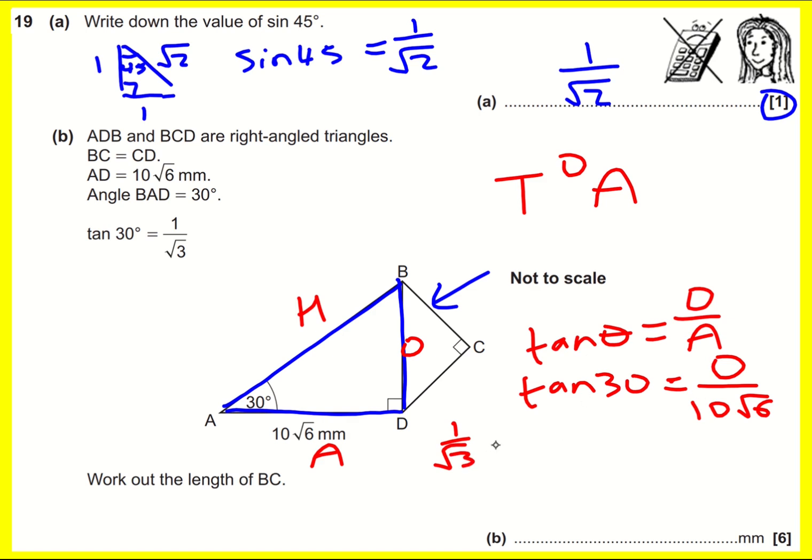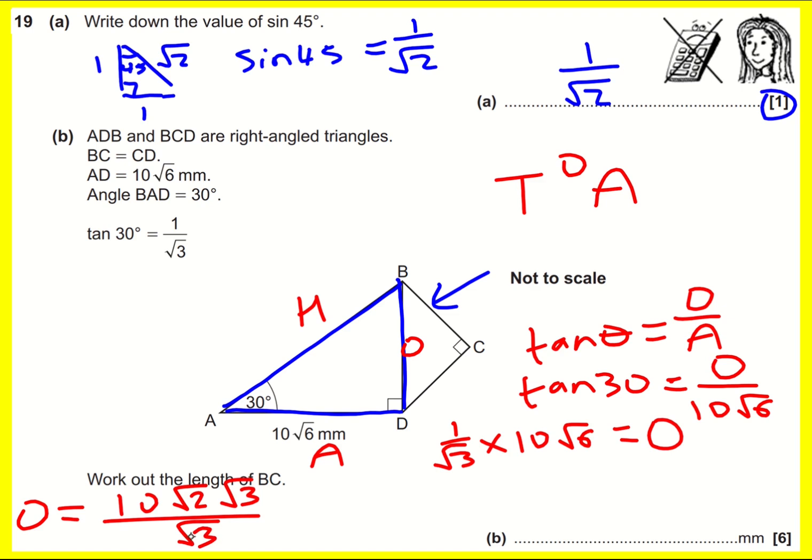Okay, and we know that tan 30 is 1 over root 3, so I can write 1 over root 3, and then I can multiply it by this 10 root 6, equals O. It's not 0, it's O, opposite. Okay, this is looking not particularly nice, but we can actually tidy it up. We can say that O is equal to 10 root 6, which I can write as root 2 root 3, and then I can divide it by root 3, and overall O is 10 root 2. That's a more simplified form of it.